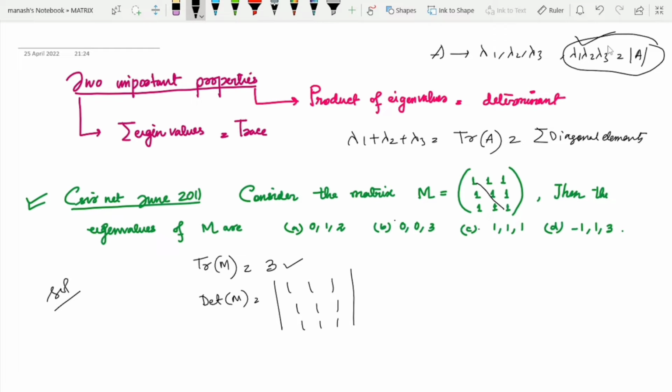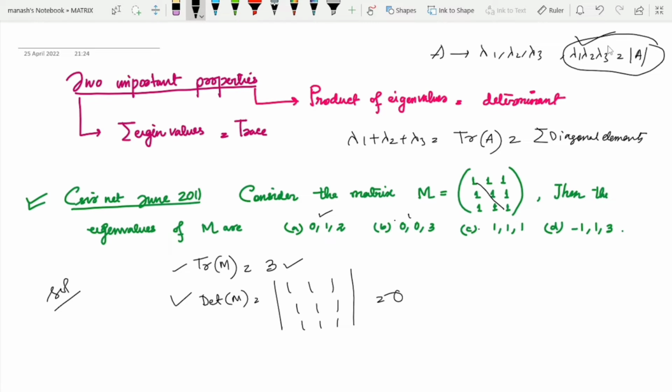If you calculate this, you would see it is 0, right? So you can see the determinant of M is the product of the eigenvalues. From the options there are certain eigenvalues. I need to see which set of the eigenvalues obeys these two properties. And the trace of the matrix is equal to 3.